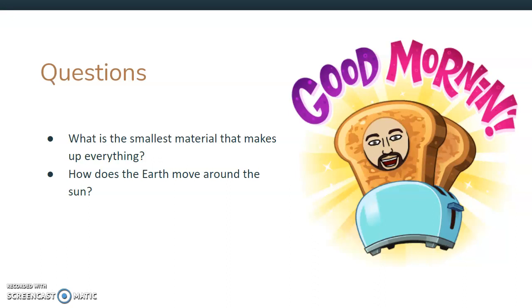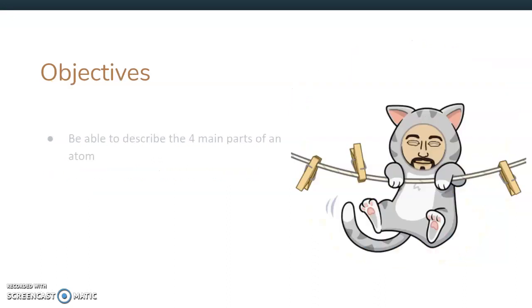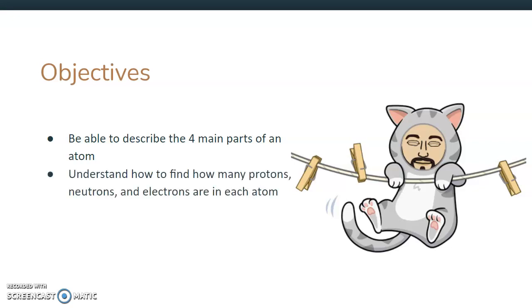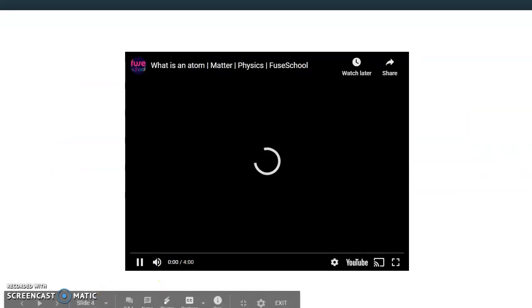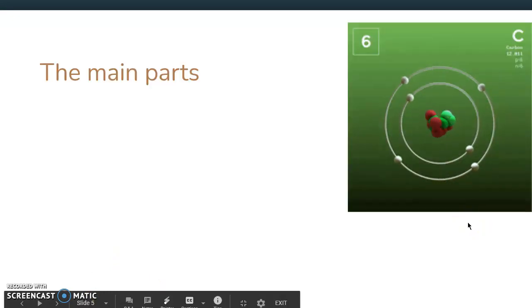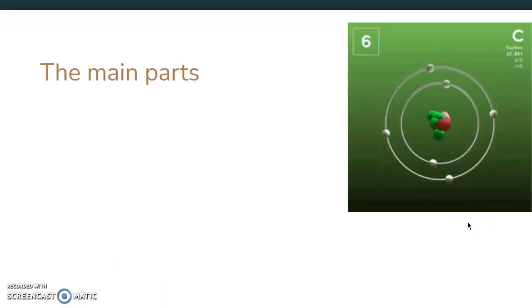So I thought it was a good idea just to think about our solar system with our Earth and our Sun. By the end of the day, we're going to be able to describe the four main parts of an atom and understand how to find how many protons, neutrons, and electrons are in each atom. So we got a video for you guys to watch. This is a really good basic video to describe and show what an atom is, so please watch that now before going through the rest of this.